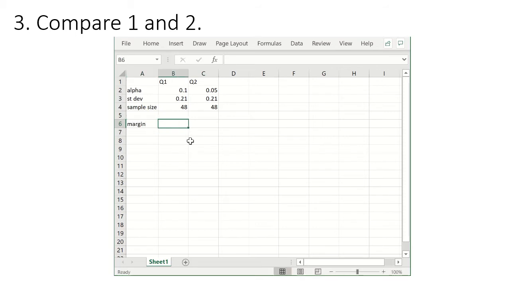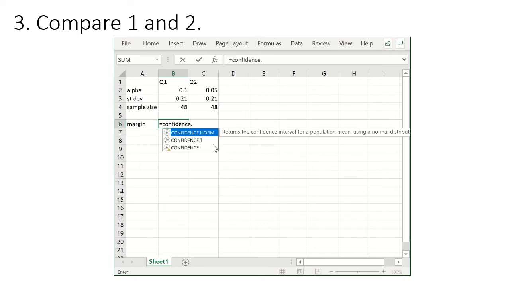So to get our margin of error, we're going to do confidence. Notice it's got several options. Norm is for using the normal distribution. So when you have the population standard deviation, that's what you'd use. T is for using the T distribution.